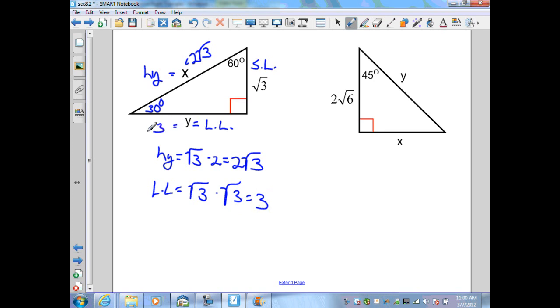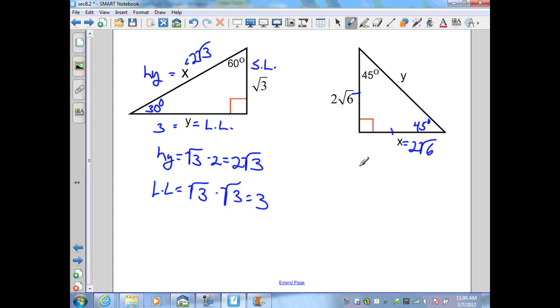On my next diagram, I have a 45, 45, 90 triangle. Therefore, this is an isosceles right triangle. I automatically know that the legs are congruent, and that tells me that x is 2 square roots of 6.